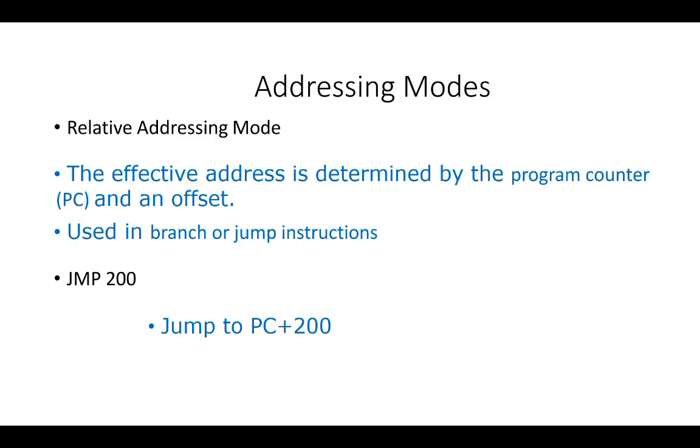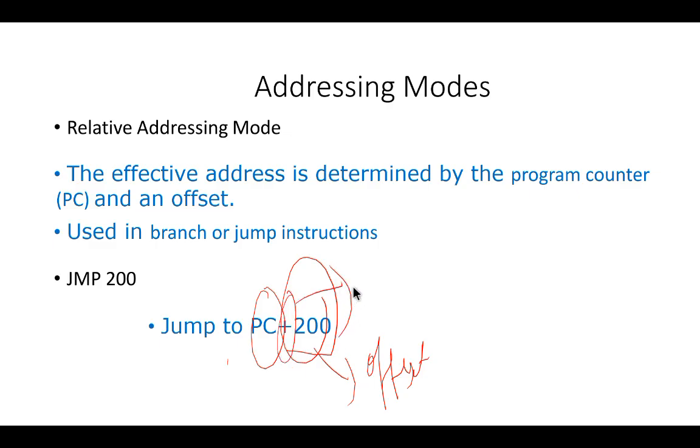The next addressing mode is the relative addressing mode. This relative addressing mode is expressed with the help of the program counter and an offset value. Here we have an instruction where the program counter is mentioned, followed by plus 200. This plus 200 is the offset value, which is a positive or negative integer. The effective address is determined with the help of the program counter and the offset. Here the offset is plus 200.